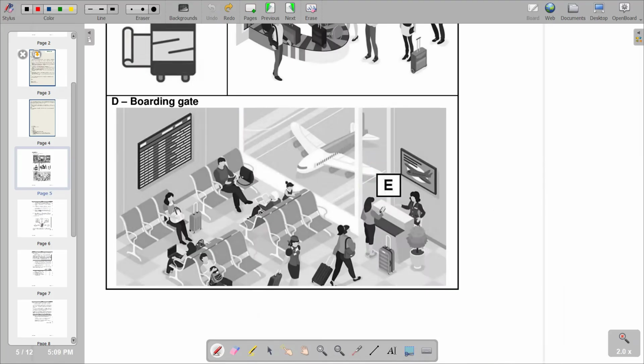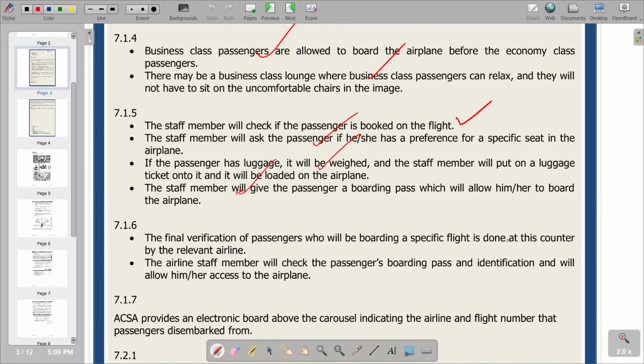So the final verification of passengers boarding a specific flight is done at this counter by the relevant airline. And then the airline staff member will check the passenger's pass and the identification, and will allow him or her access to the airplane. So this is what we have for that part.